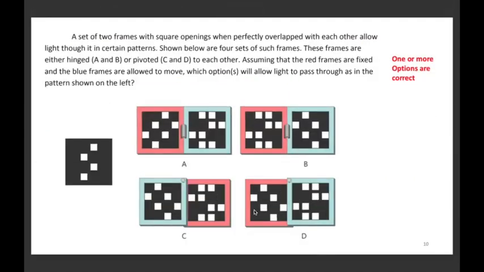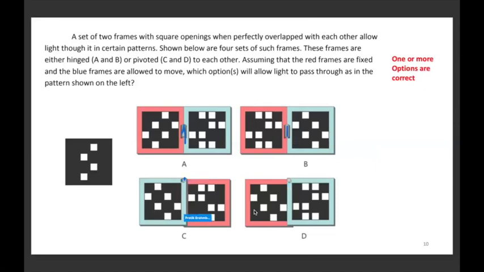Next. A set of two frames with square openings, when perfectly overlapped with each other, allow light through it in certain patterns. Shown below are four sets of such frames. These frames are either hinged, A and B, or they are pivoted, C and D.